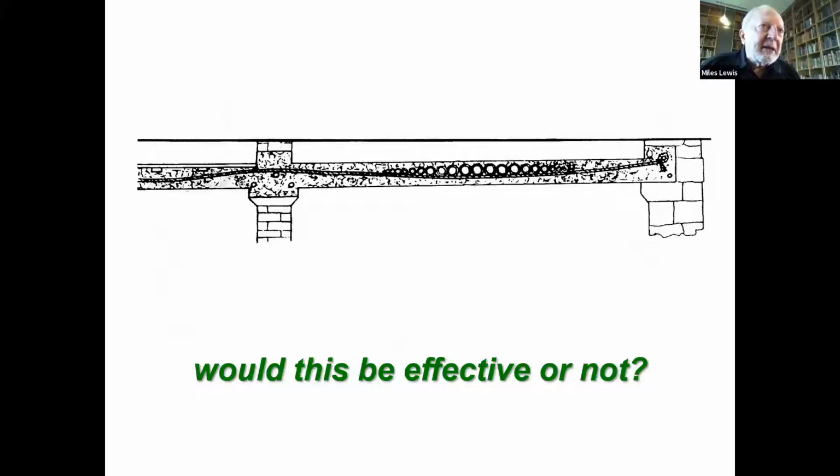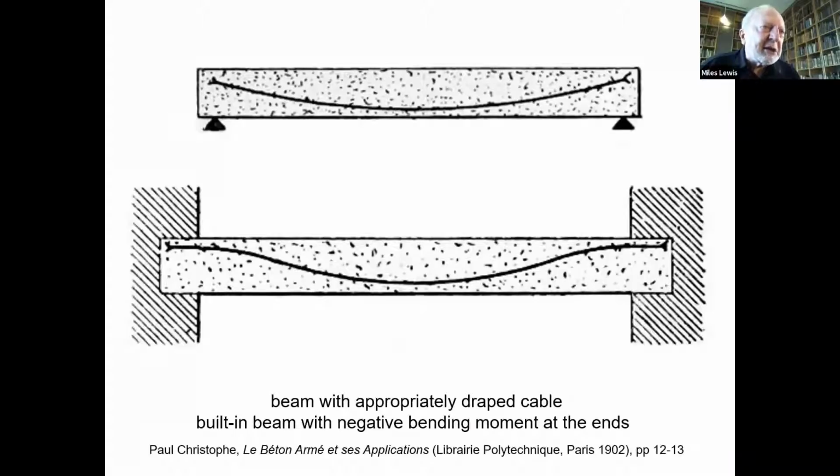There's that. Oh, and that's that question. This just explains the point I was making. So with a simple span, that simple drape at the top would be effective, but with a negative bending moment, turning the cable over the top is better.